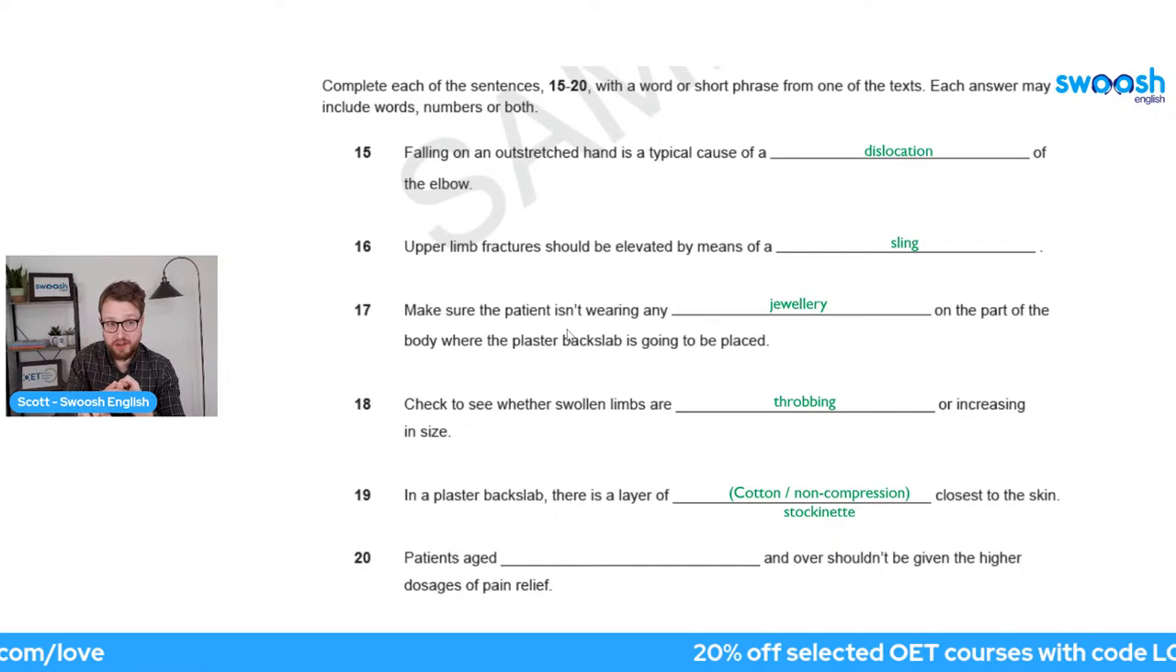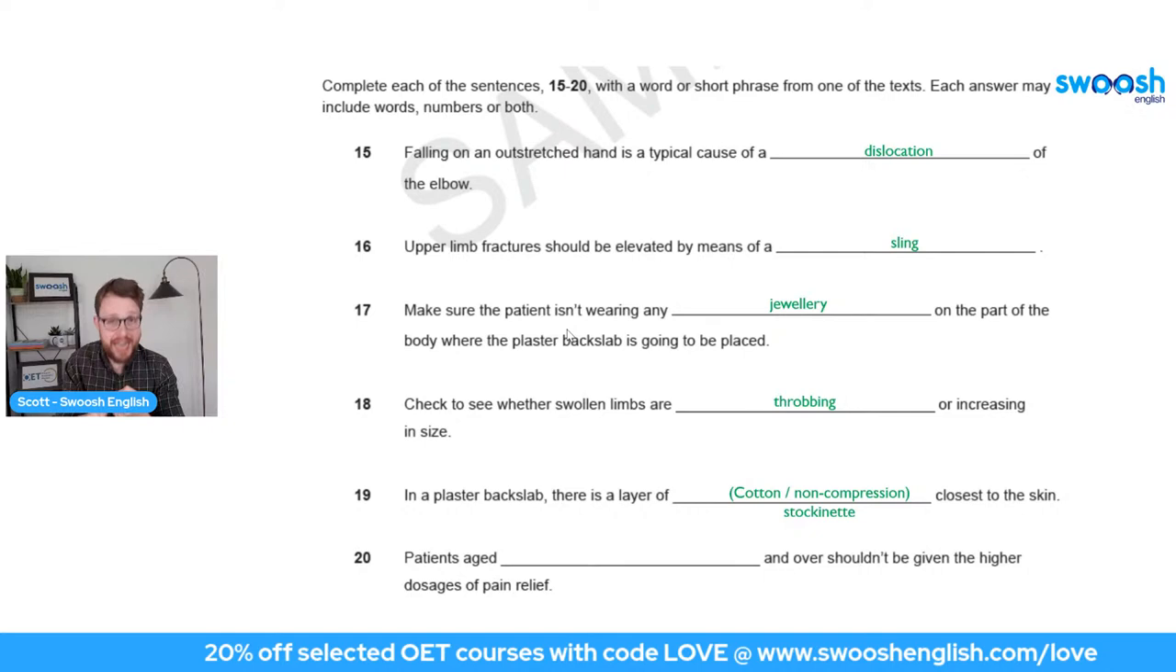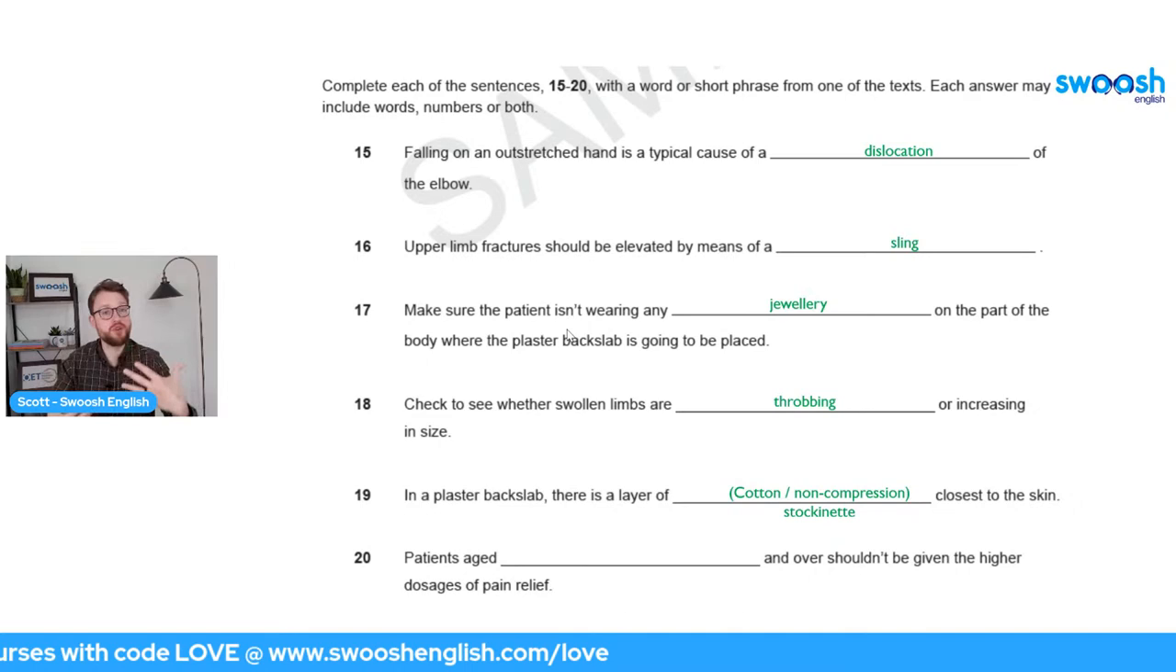So if you had included those alongside stockinette, then that is correct. And well done to a lot of you that have written those different combinations. But the important word there is stockinette.